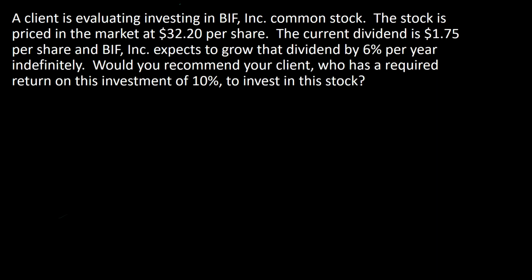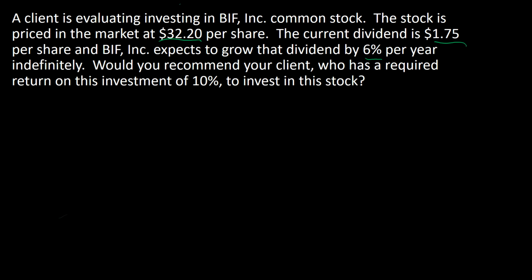Okay, here would be a very typical question. A client is evaluating investing in BIF Inc. common stock. The stock is priced in the market, so important fact here, at $32.20 per share. The current dividend is 1.75 per share, and BIF Inc. expects to grow that dividend by 6% per year forever. So they're going to grow this dividend at a constant rate of 6%. That should throw your antenna up that you know exactly which formula you're going to apply to this.